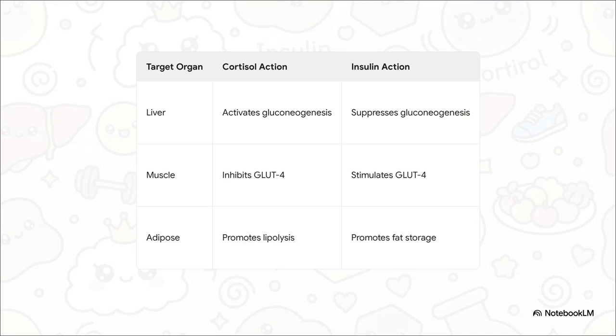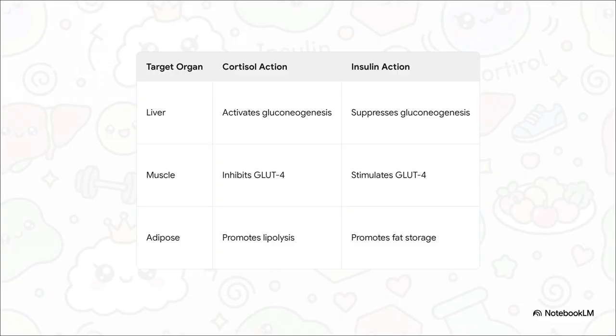This table elegantly contrasts the molecular actions of cortisol, which is our energy-mobilizing catabolic hormone, right against insulin, our anabolic storage-promoting hormone. In the liver, cortisol activates gluconeogenesis enzymes like PEPCK to push more glucose out, while insulin suppresses them. Down in the skeletal muscle, cortisol actually inhibits the movement of GLUT4 to the cell membrane, effectively blocking glucose from entering, whereas insulin stimulates it. And in adipose tissue, cortisol promotes lipolysis but uniquely targets visceral fat for deposition, while insulin promotes overall fat storage across the board.